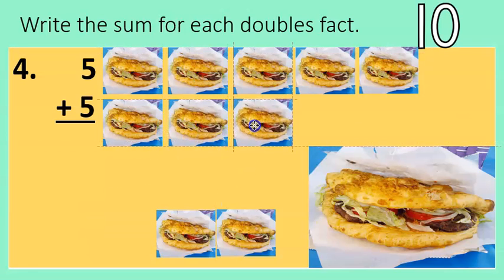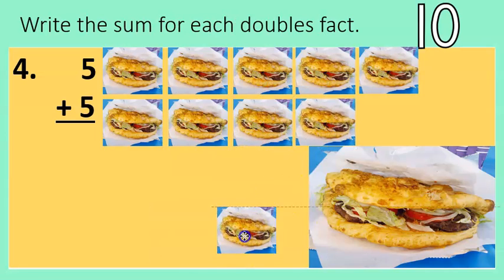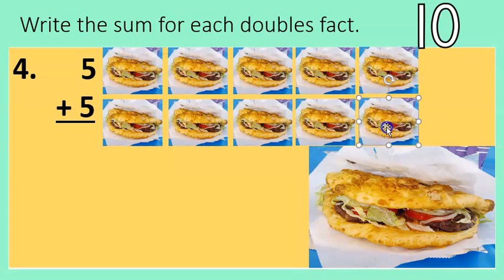Now we have 3, 4, and 5. So we have 5 Navajo burgers at the top. We have 5 Navajo burgers at the bottom. This is what you call a doubles fact. You see, we have the same amount at the top and the same amount of Navajo burgers at the bottom.